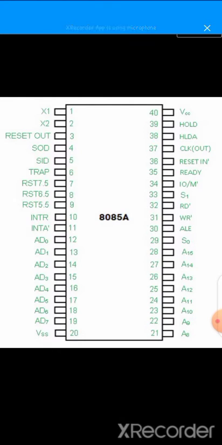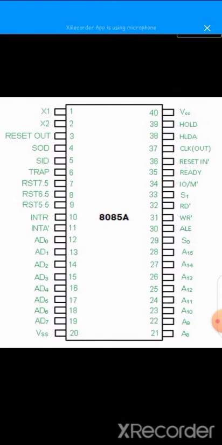Next is the 31st pin, WR bar. It is an active low signal, similar to the INTA bar. The 32nd pin is RD bar, that is read. Whenever a read operation is going on from memory, it will get an active low signal.